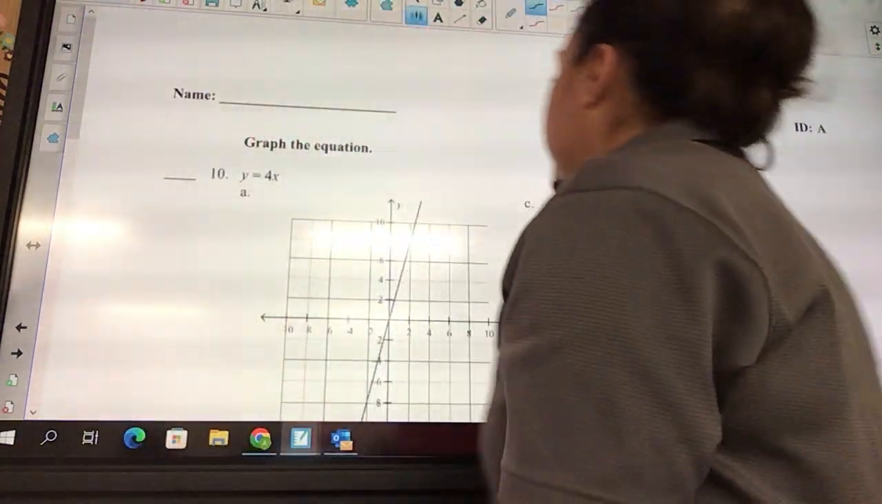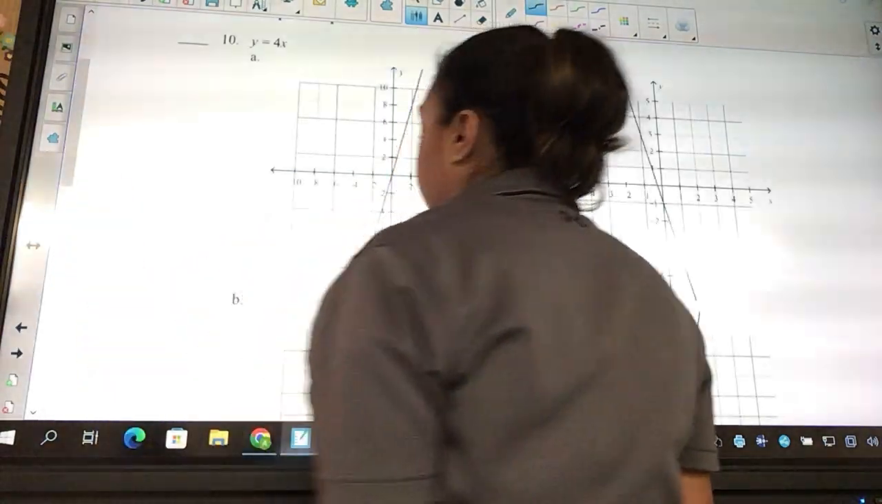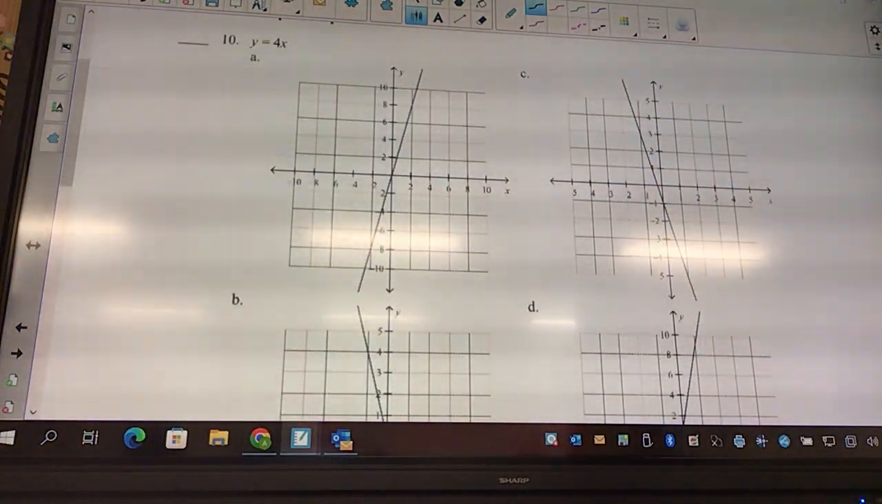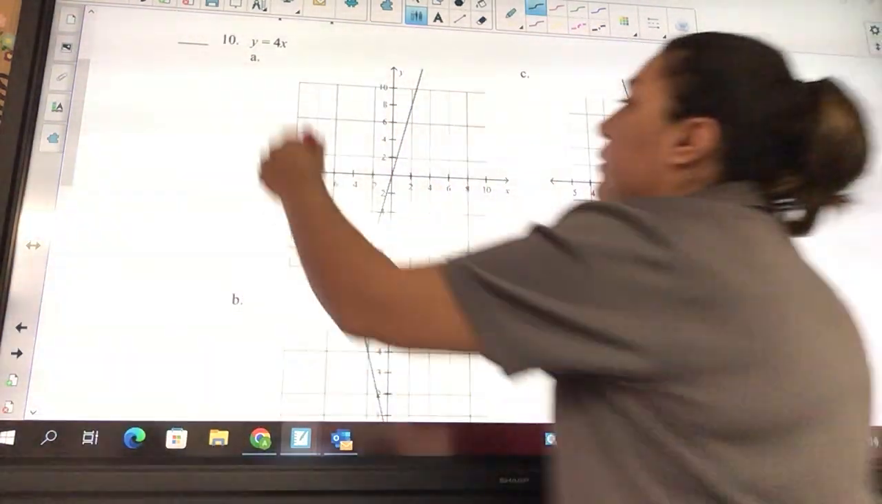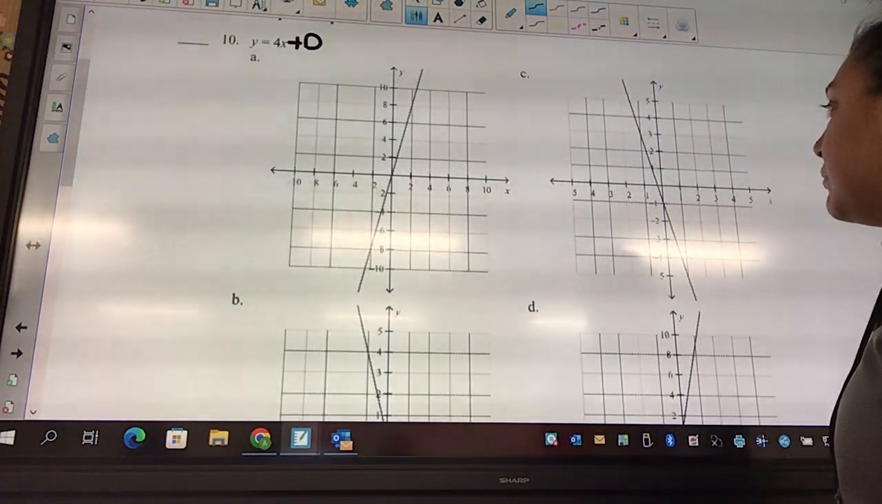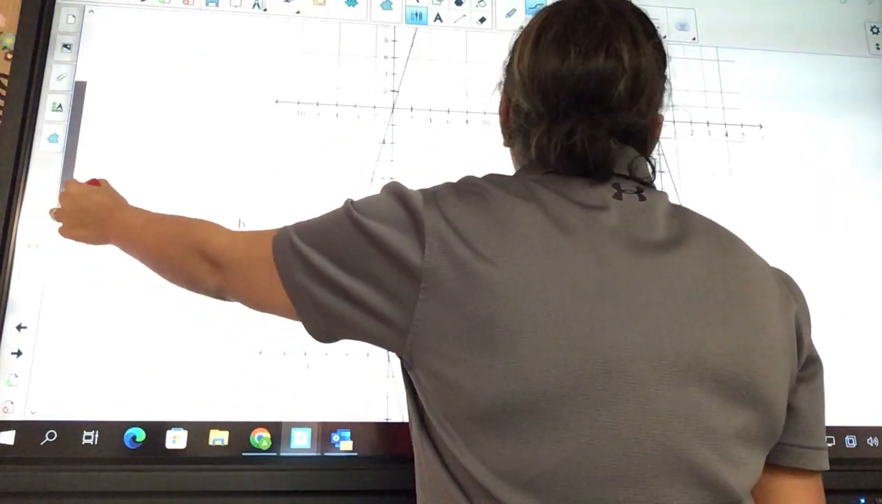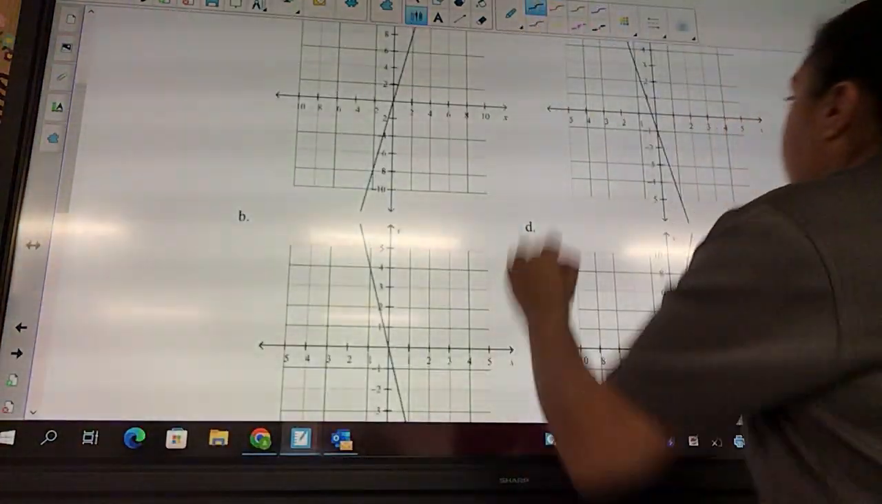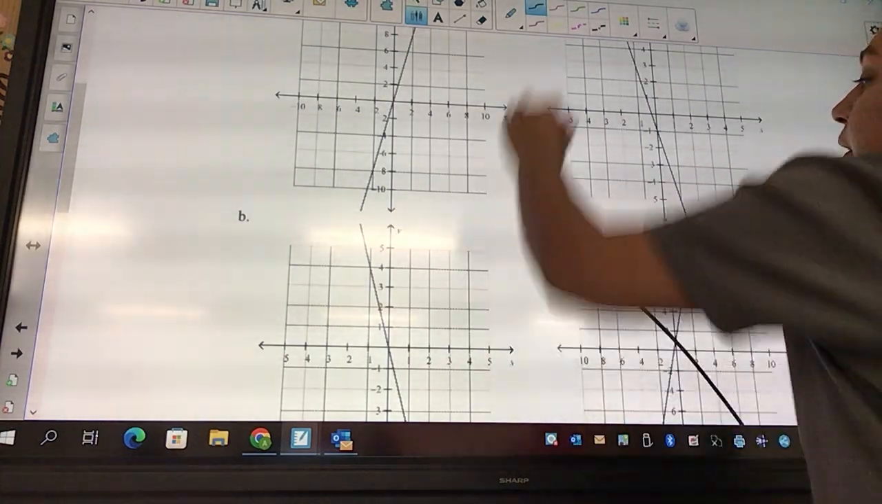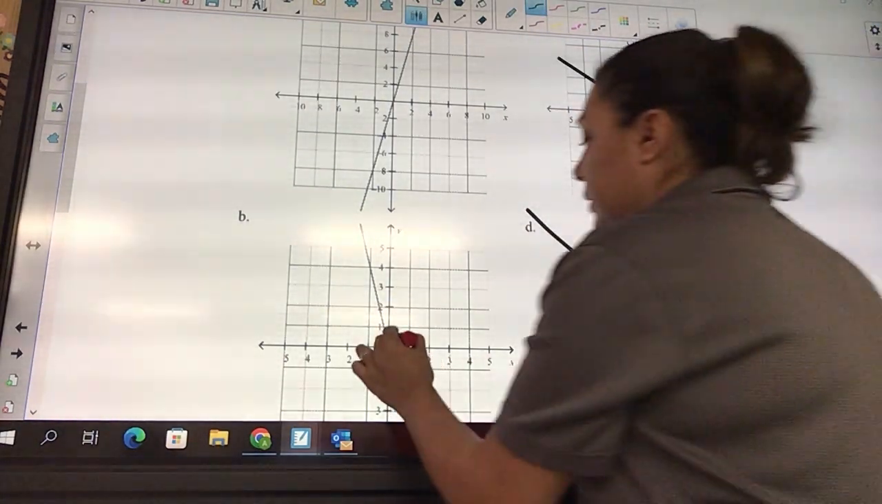They want you to graph the equation. Where does this equation start out at? It starts at 0, okay? It says y equals mx plus b. Our b is 0. So go through. Do all these start at 0? No. Which one does not? D and C. Okay, they start somewhere else.